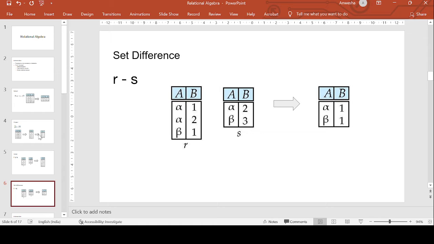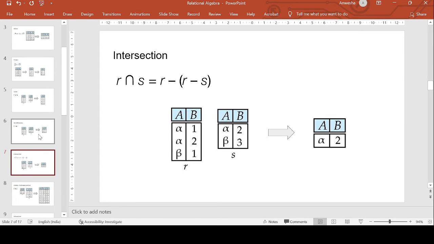In set difference, the common values will be removed. R minus S. What is the common row here? Alpha 2. So alpha 2 will not be there. R minus S will contain alpha 1, beta 1. If it was S minus R, what would it contain? Beta 3. As this is R minus S, all the rows of R will be fetched except the common one. So alpha 1, beta 1 is the result.